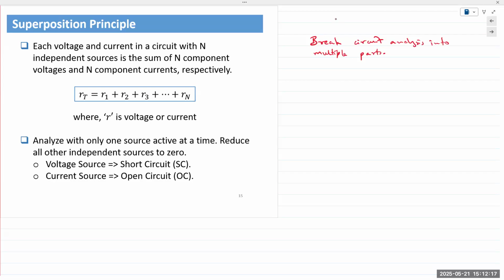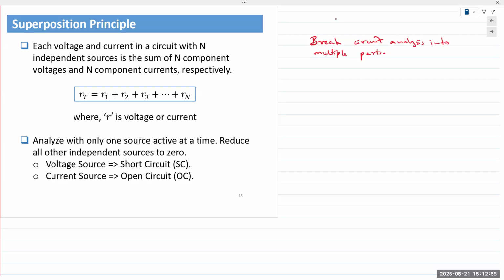Well, superposition allows us to break it up into two separate circuits. For two sources, you have two separate parts, and each piece is analyzed independently of the other one. And at the end, we simply add up the results from both analyses. So simply stated, superposition allows us to break up a circuit into n number of pieces depending on n number of sources. So if you have three sources in a circuit, you can break it up into three different circuits. If you have five, you break it up into five different pieces and analyze each piece separately.